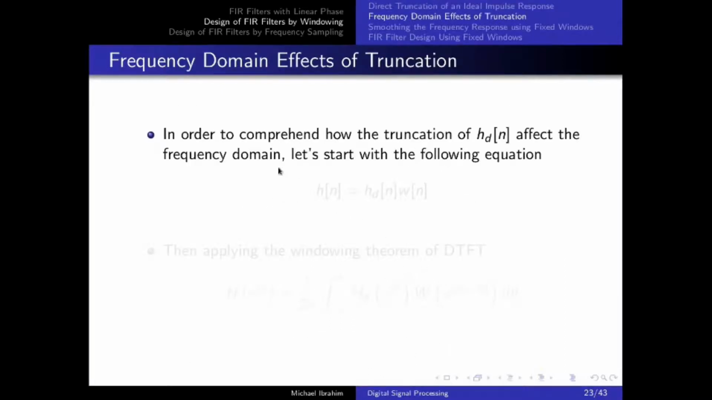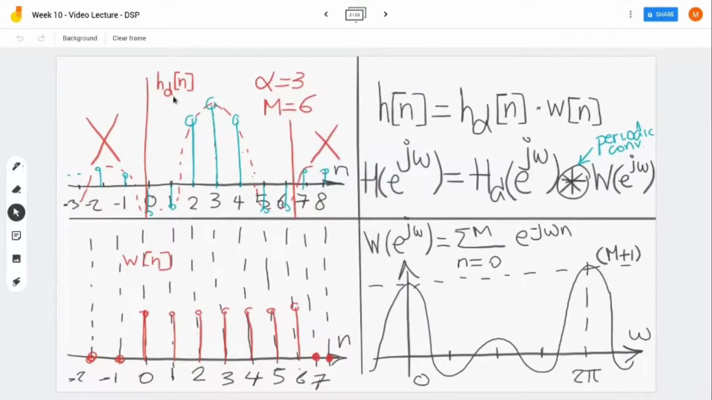Okay. In order to understand how this truncation will affect the frequency response, let's start by realizing that h of n, the approximate impulse response, is equal to the desired impulse response, h desired of n, times a window w of n. Again, if you multiply this desired impulse response extending from minus infinity to plus infinity by this rectangular window, which has a value of 1 only from 0 up to M, this will give you the effect of truncation you're looking for, killing the samples before 0 and killing the samples after M.